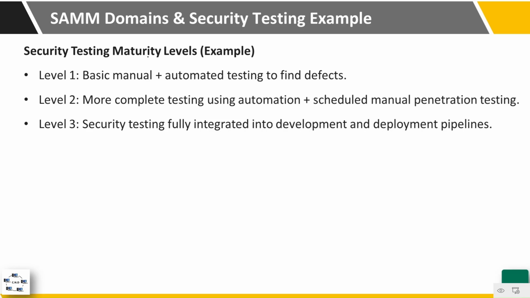So for a security testing maturity level example, in level 1, we have basic manual plus automated testing to find the defects. In level 2, we have more complete testing using automation plus casual manual pen testing. In level 3, we have security testing fully integrated into development and deployment pipelines.